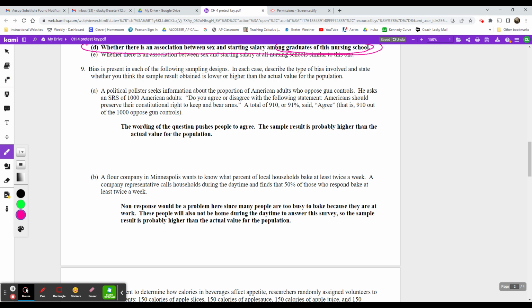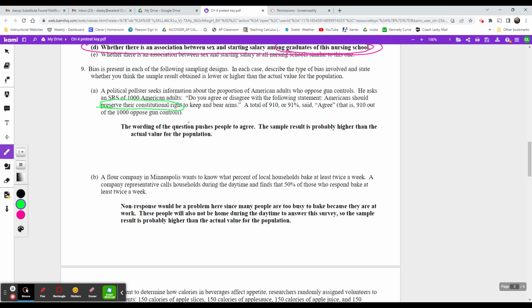Okay, bias is present in the following sample designs, each one. So now this is where you have to really be specific about what you're talking about. I'm going to go to a different color, the green. The wording of the question: Do you disagree Americans should preserve their constitutional right? That is front loading the question because they're implying that they're taking away your constitutional right.